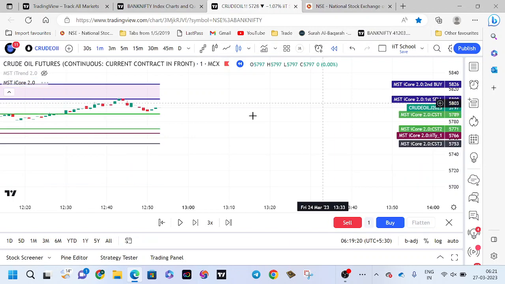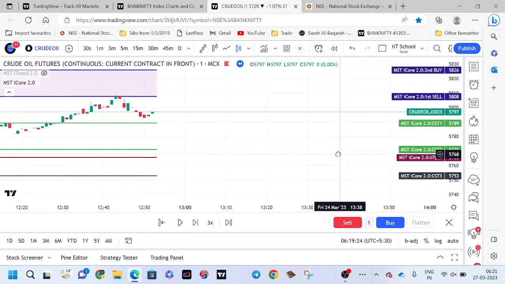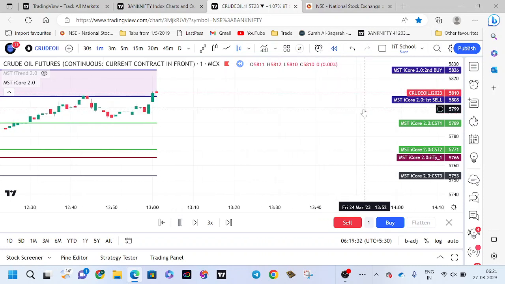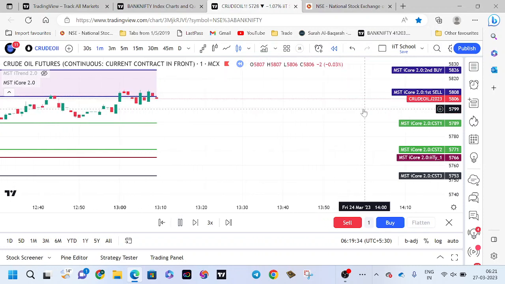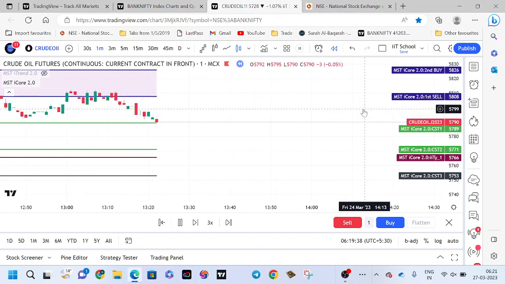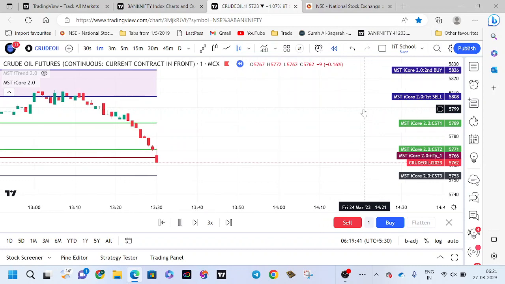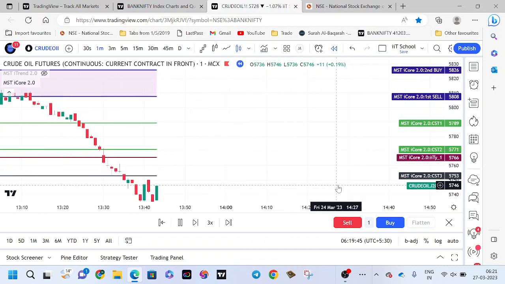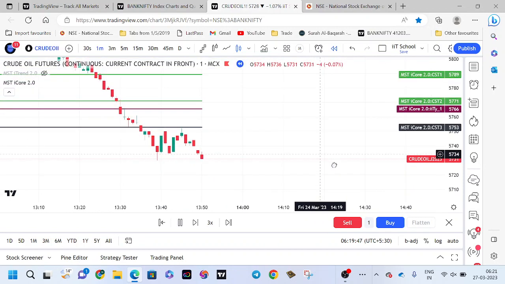So now I can directly wait for the midpoint, that is 5766 for the 1:2 ratio, or I can book at the first target. It is up to you. So we are waiting for the targets. It is not yet given, still in the sell mode only. We got the first target, we got the second target, we got the midpoint. So all the targets have been achieved.